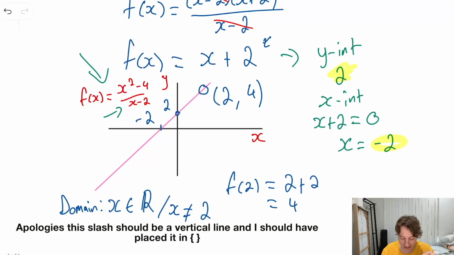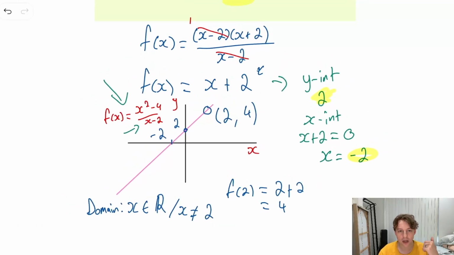And because of the tiny little intricacies with my domain, with the fact that I have to have this little open circle on the line, this is why so many people make a mistake somewhere along this process. And even though it seems like we're sketching a linear function, it's sort of a linear function with a twist.